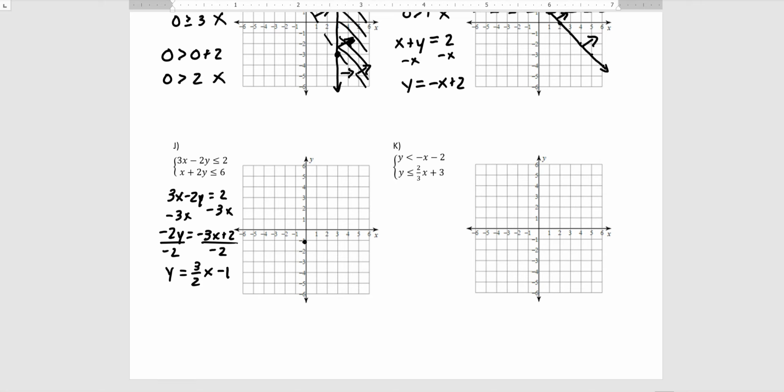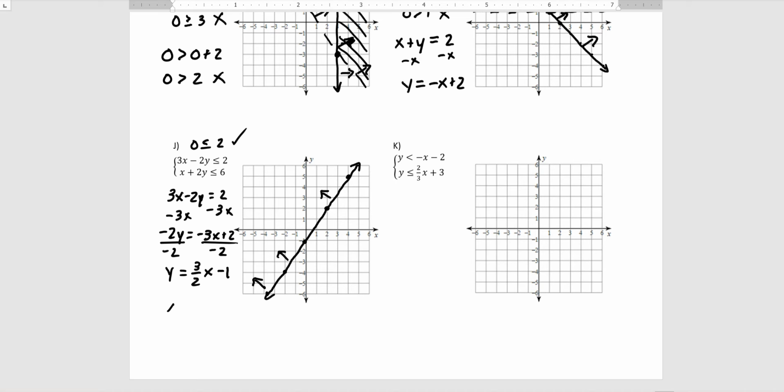Y-intercept of negative 1. Slope of 3 halves tells me up 3, right 2, up 3, right 2, down 3, left 2. Solid or dashed line there? Hopefully we remember to draw a solid line. Gorgeous. And when I plug in 0, 0, I get 0 is less than or equal to 2, which is totally true. There we go. Fantastic. So we got the shading ready to go for that one.